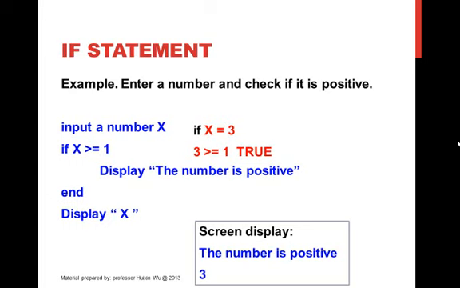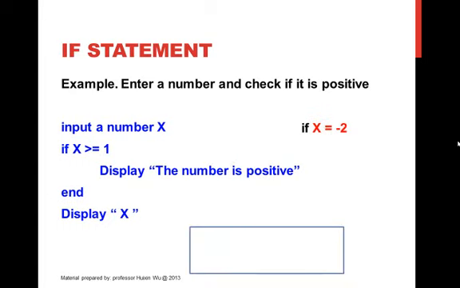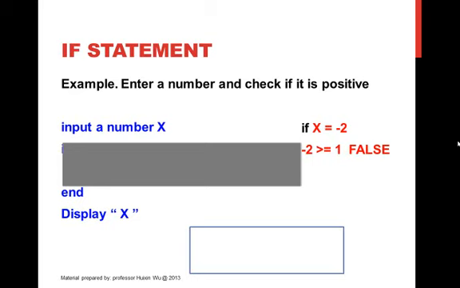If the input number x is equal to -2, once the program reads the if statement, it will return false. If the program detects a false from a statement, it will automatically skip the lines inside of the if statement and move to the next line after the if statement. In this case, it will display the value of x.